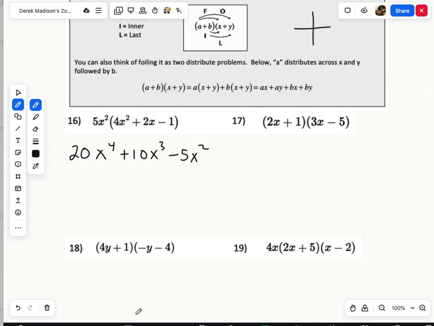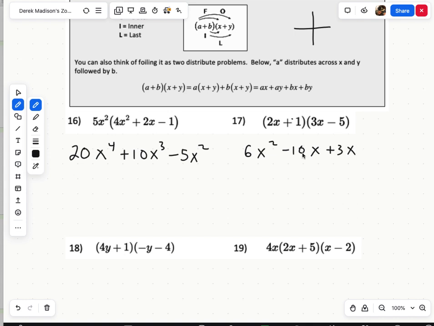And that's it. For this one, this would be more like the FOIL, and again, you can set this up with the box, but I think the box has maybe some problems when we get to the more complicated ones. So I'll treat it as a FOIL, essentially. I'm going to go 2x times both of those. Actually, I'll treat it kind of like this, and I'll go 1 times both of those. So 2x times 3x would give us 6x squared. 2x times negative 5 would give us a negative 10x. 1 times 3x would just give us 3x.